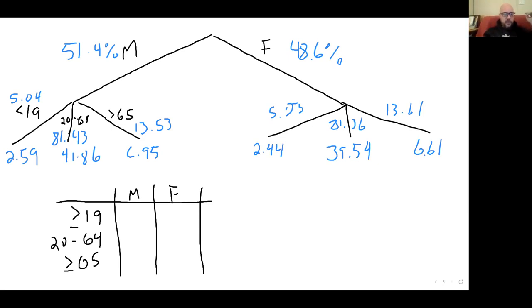And that's fine. So, all right, so less than 19, men 2.59%, women 2.44%, 20 to 64, 41.86%, 39.54%, and then 6.95% and 6.61%. All right, we did it. I did part A. Let's go see what the other parts look like.